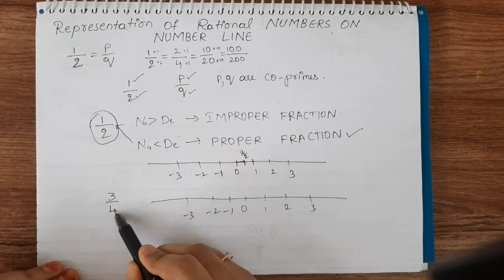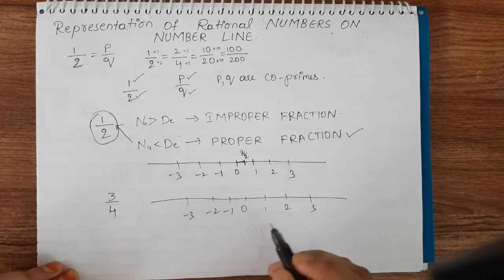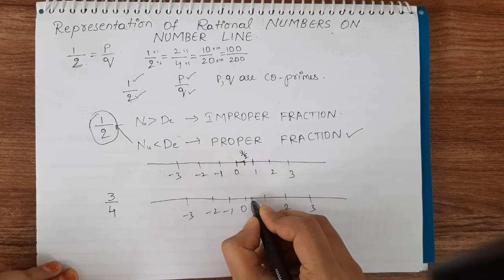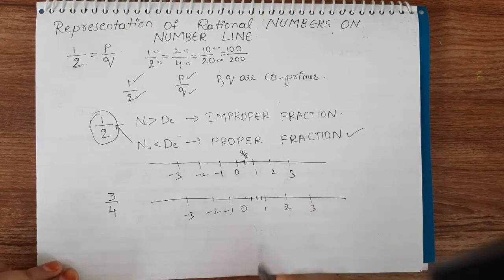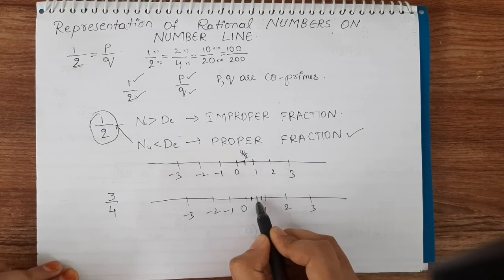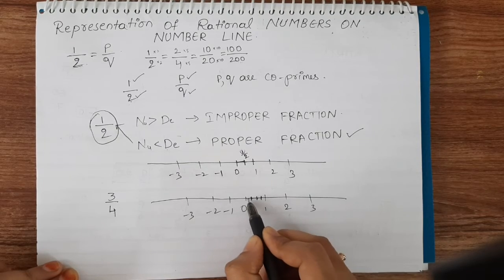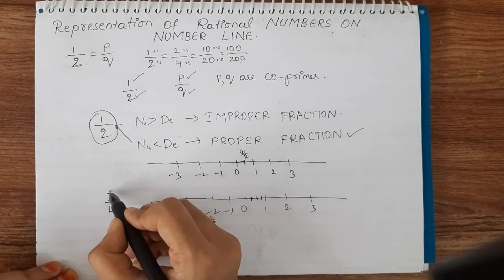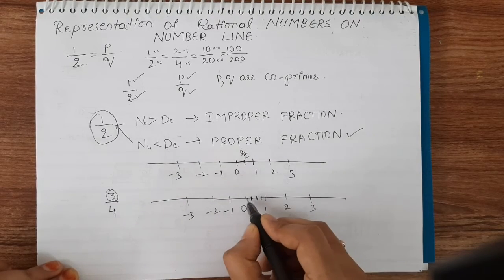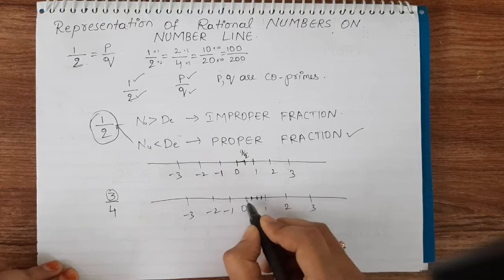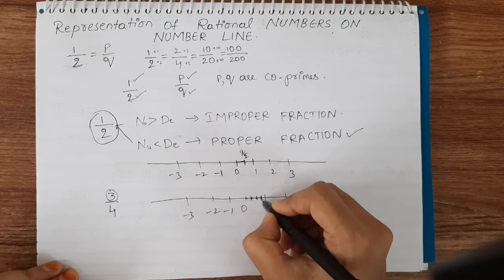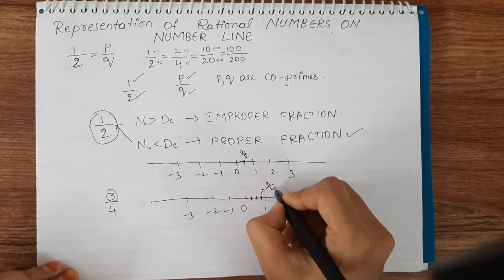Now, see the denominator. What is it? 4. So, make 4 equal divisions. For making 4 equal divisions, how many lines you have to draw? You should draw 3 lines. 1, 2, 3. If you draw 3 lines, you will get 4 equal divisions. See, count here 1, 2, 3, 4. Yes, you got 4 equal divisions. So, 3 represents the number of divisions we take. Out of 4 we will take 3 divisions. 1, 2, 3. This represents 3 by 4.